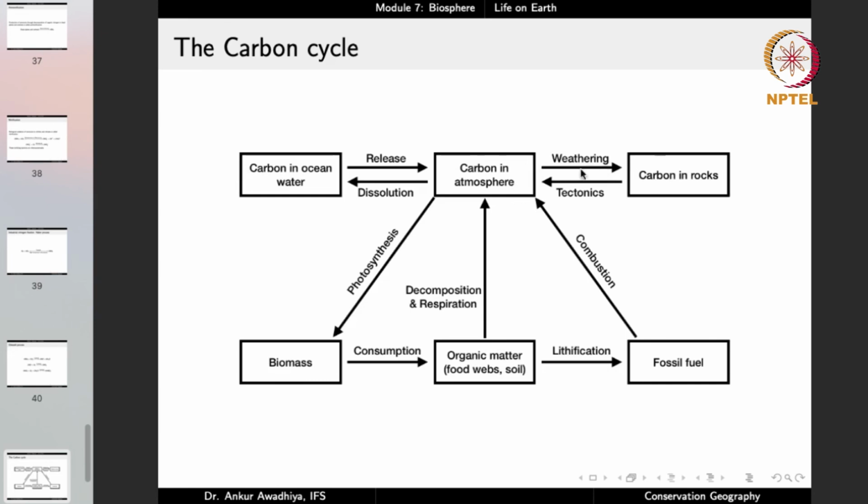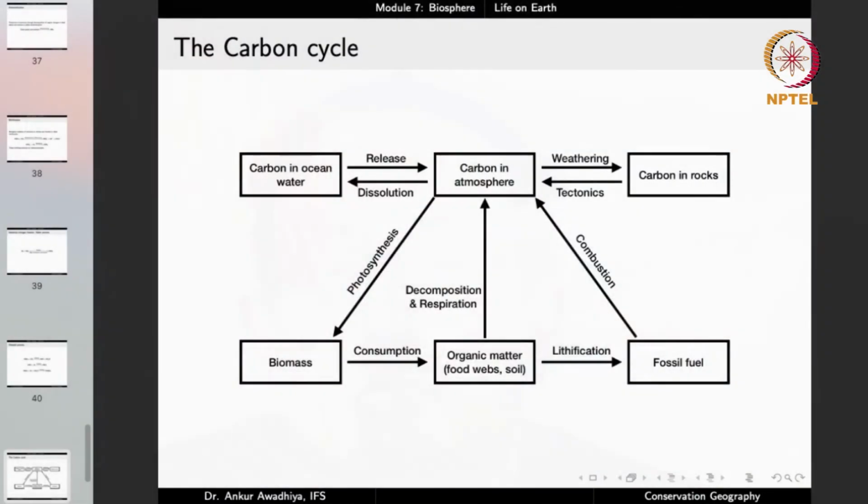Carbon in the atmosphere can aid the process of weathering. So we had looked at carbonic acid that was acting to weather rocks, especially the rocks that were rich in calcium carbonate. So the atmospheric carbon aids in the process of chemical weathering of rocks. So through the process of weathering, it gets locked into carbon in the rocks, and through tectonic processes, especially heating, the carbon can be released back into the atmosphere in the form of carbon dioxide. Now this is the most important pool.